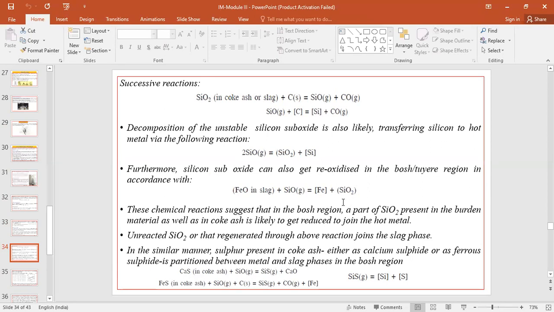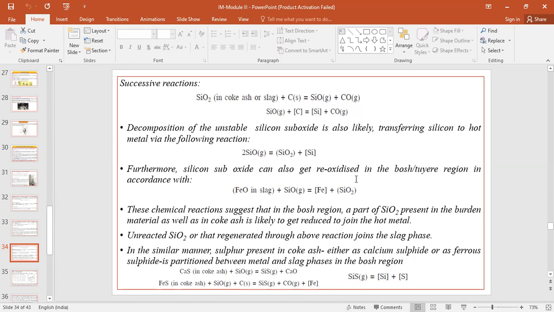This SiO2 joins the slag phase, and the SiO, whatever interacts with the carbon, will lead to the formation of Si and CO, and this Si will join the metal phase. So these chemical reactions suggest that in the Bosh region, a part of the SiO2 present in the burden material as well as in the coke ash is likely to get reduced and joins the hot metal. And the unreactive SiO2, whatever there is, joins the slag phase.